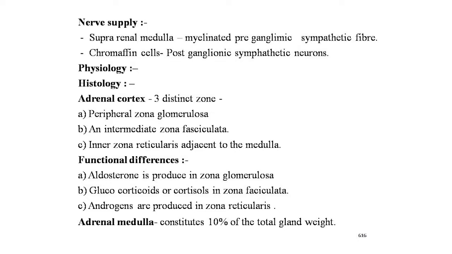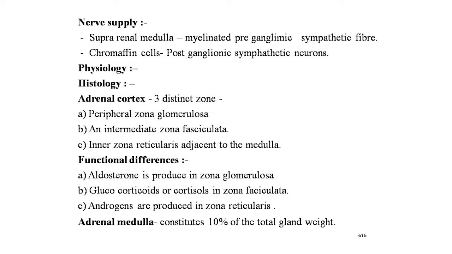Physiology of this gland. The adrenal cortex in the adult comprises three distinct zones: the peripheral zona glomerulosa, the intermediate zona fasciculata and the inner zona reticularis adjacent to the medulla. Each of these zones has characteristic light and electron microscopic features which distinguish one from the others. There are also functional differences: aldosterone is produced exclusively in the zona glomerulosa, whereas the glucocorticoids or cortisols are produced in the zona fasciculata and androgens are produced in the zona reticularis.